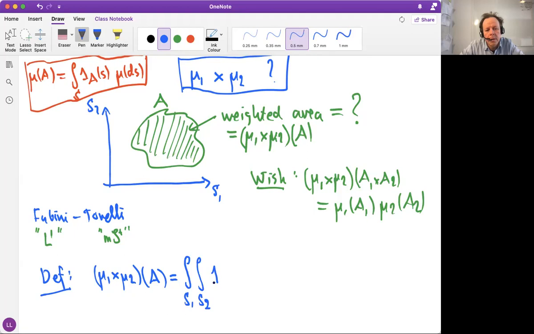Let's put the indicator of a set in this: is my point in this set A, or is it not there? So let's put an indicator that our pair of points is in this set A, in the product space. And then we have two variables here. So then think about integrating. First, we use mu2 to integrate with respect to S2.